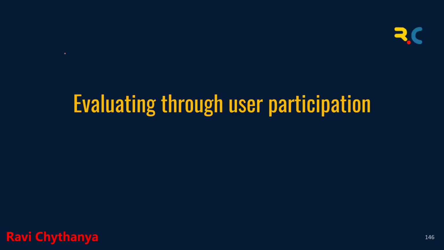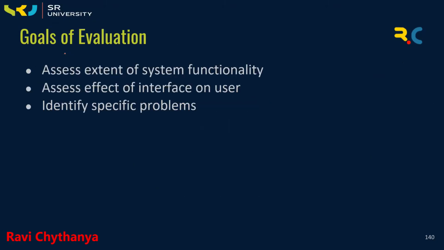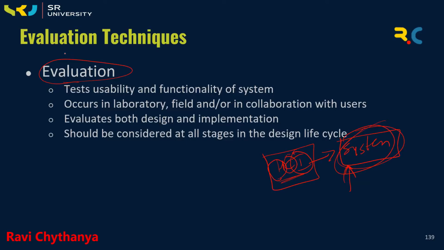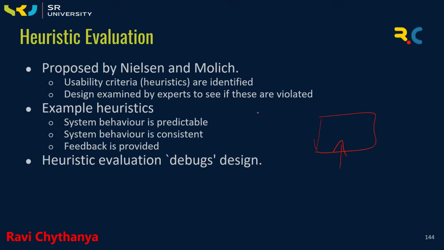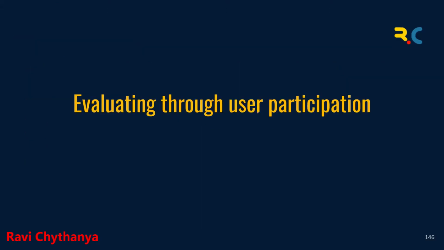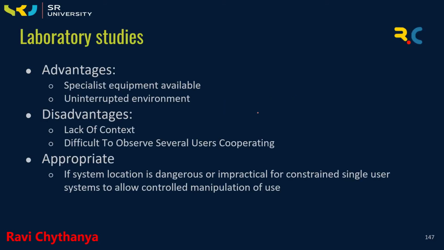And the next thing, in the first slide on evaluation techniques, what is meant by evaluation: here we test the usability and functionality of the system, which can be done through evaluation designs, and then you are going to evaluate in collaboration with the users. So here we are evaluating through user participation. You are going to evaluate your design through the user participation.